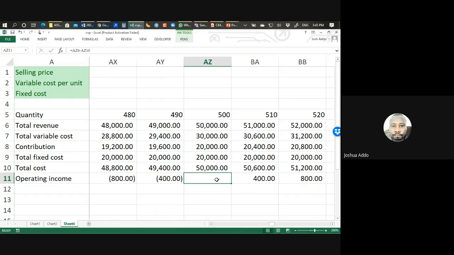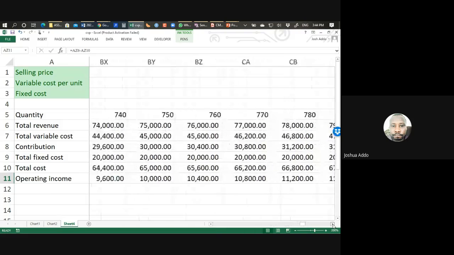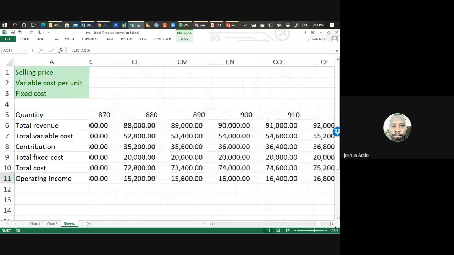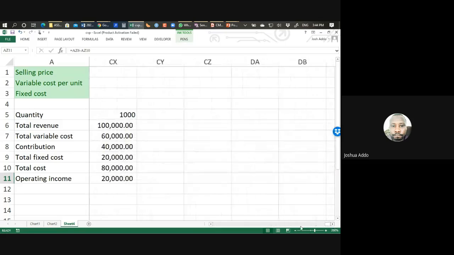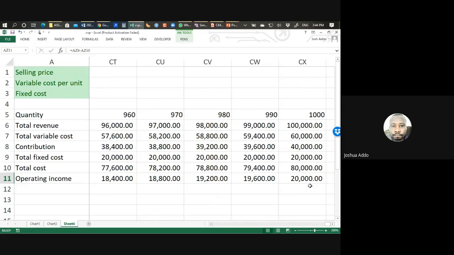So you see your operating income to be 0. Beyond output or sales volume of 500 units, you begin to make what economists call supernormal profits. So at 510, we make a profit of 400. At 520, we make a profit of 800, and so on and so forth, up to 1,000. So if we sell 1,000, we will make an operating income of 20,000. Okay, so this is how Excel will help you to picture it.